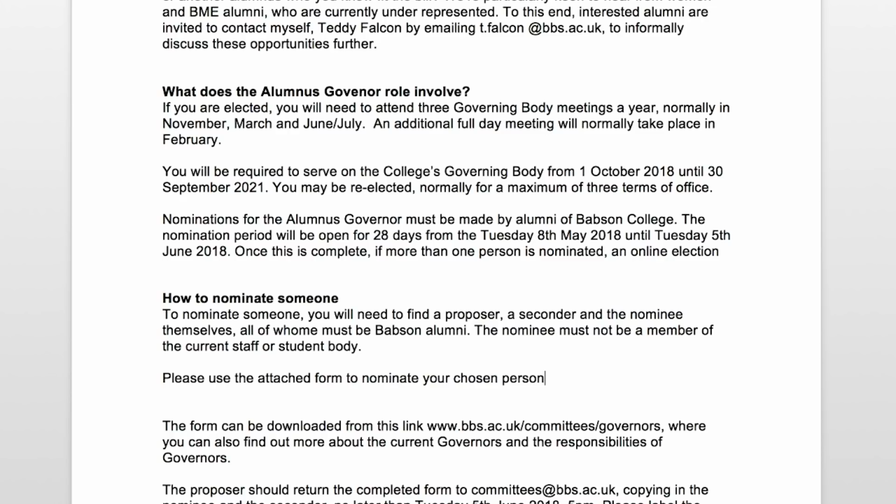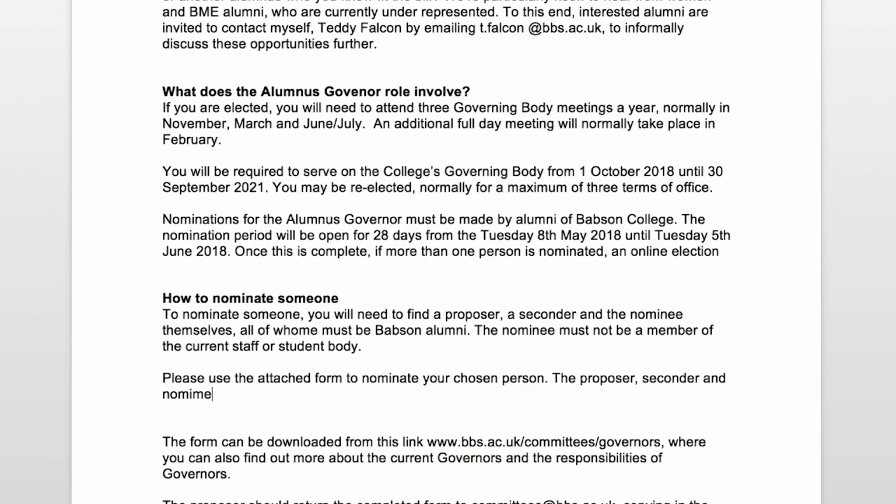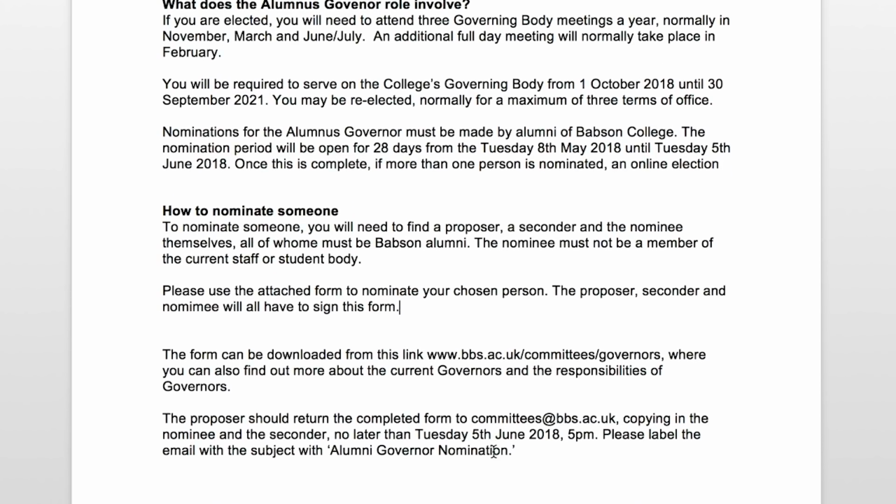To nominate your chosen person, then we talk about the proposer, seconder, and nominee will all have to sign this. Form provided. This form can be downloaded from the link. Again, this is incredibly contradictory and confusing information. Before it was provided, now it can be downloaded.